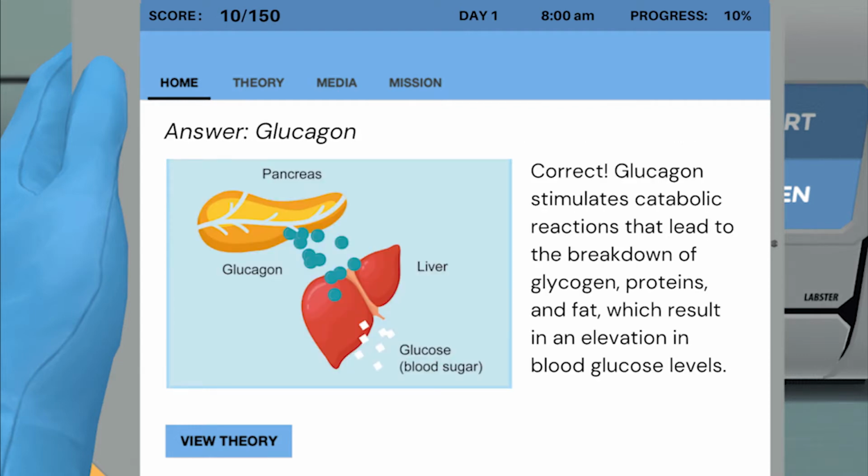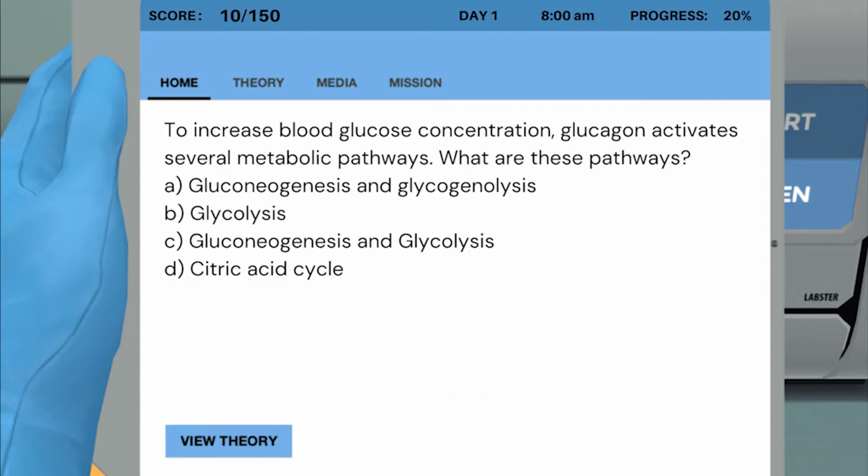Correct. Glucagon stimulates the catabolic reactions that lead to the breakdown of glycogen, proteins, and fat, which result in an elevation in blood glucose levels. This hormone acts as a counterbalancing hormone to insulin, which, on the other hand, acts to decrease blood glucose concentration. To increase blood glucose concentration, glucagon activates several metabolic pathways. What are these pathways?